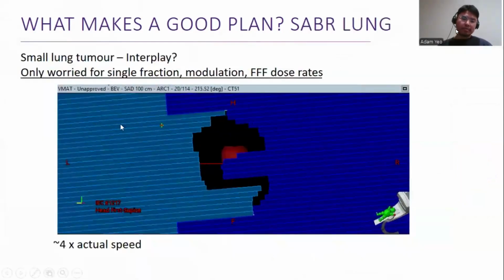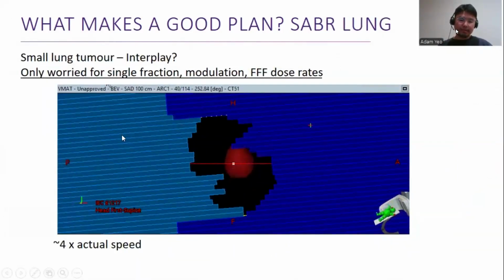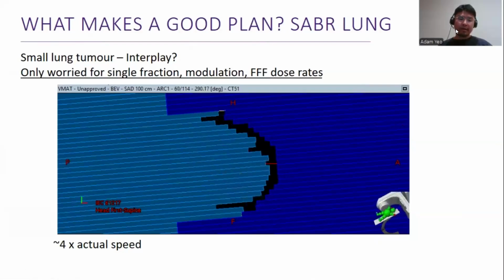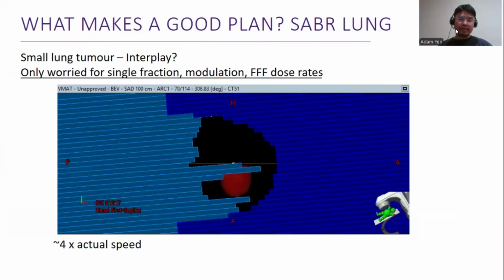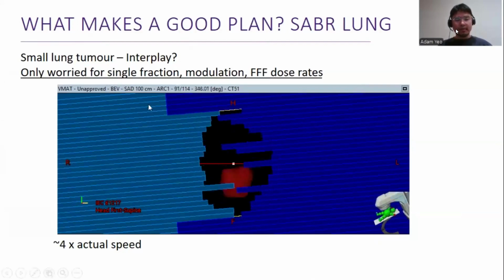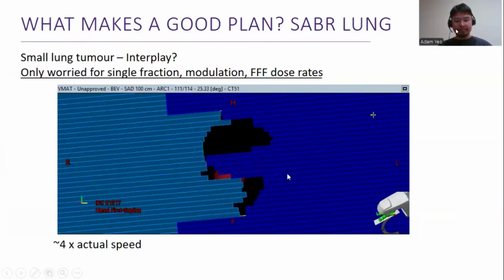And what makes a good plan, to continue? In lung SABR cases, does interplay really matter? Yes, it does matter, but it only really matters for the single fraction, and with heavily modulated FFF, those fast dose rate areas.